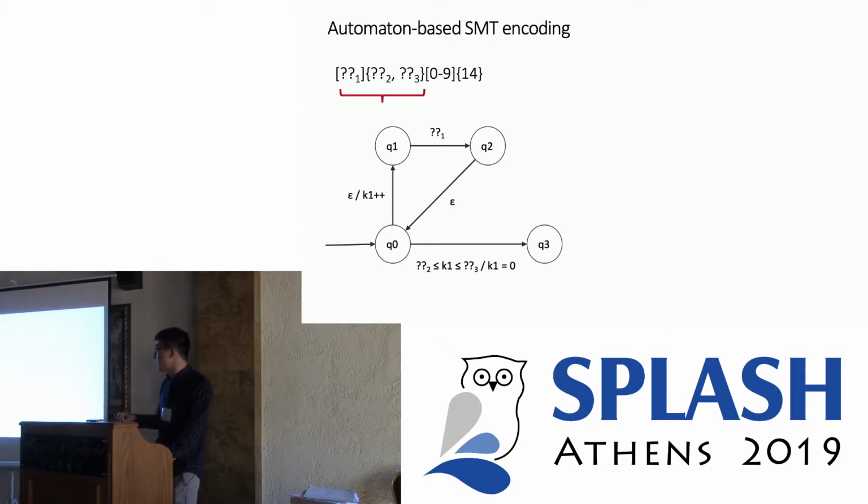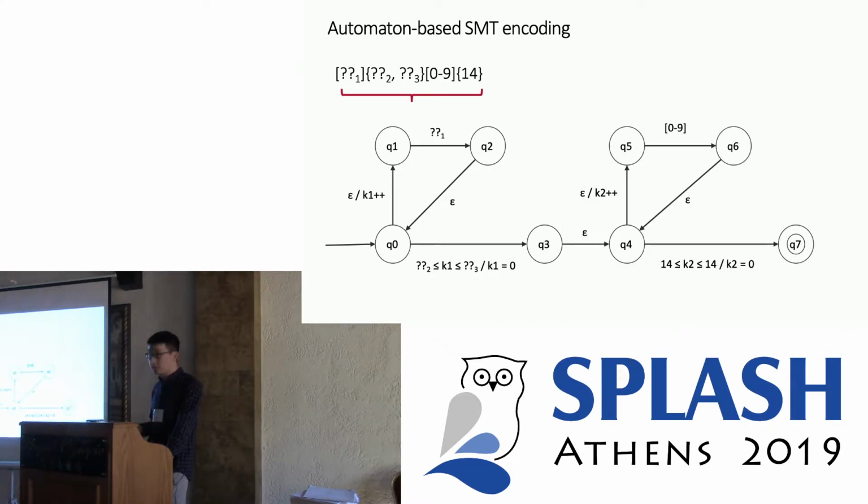The difference here is we will introduce a counter K1. Every time we enter this sub-automaton by taking Q0 to Q1, we increment the value of K1 by 1. And when we exit by taking Q0 to Q3, this transition could be taken only if the value of K1 is within hole 2 and hole 3. And upon exit, we reset the value of K1. And the rest just follows the classic construction.